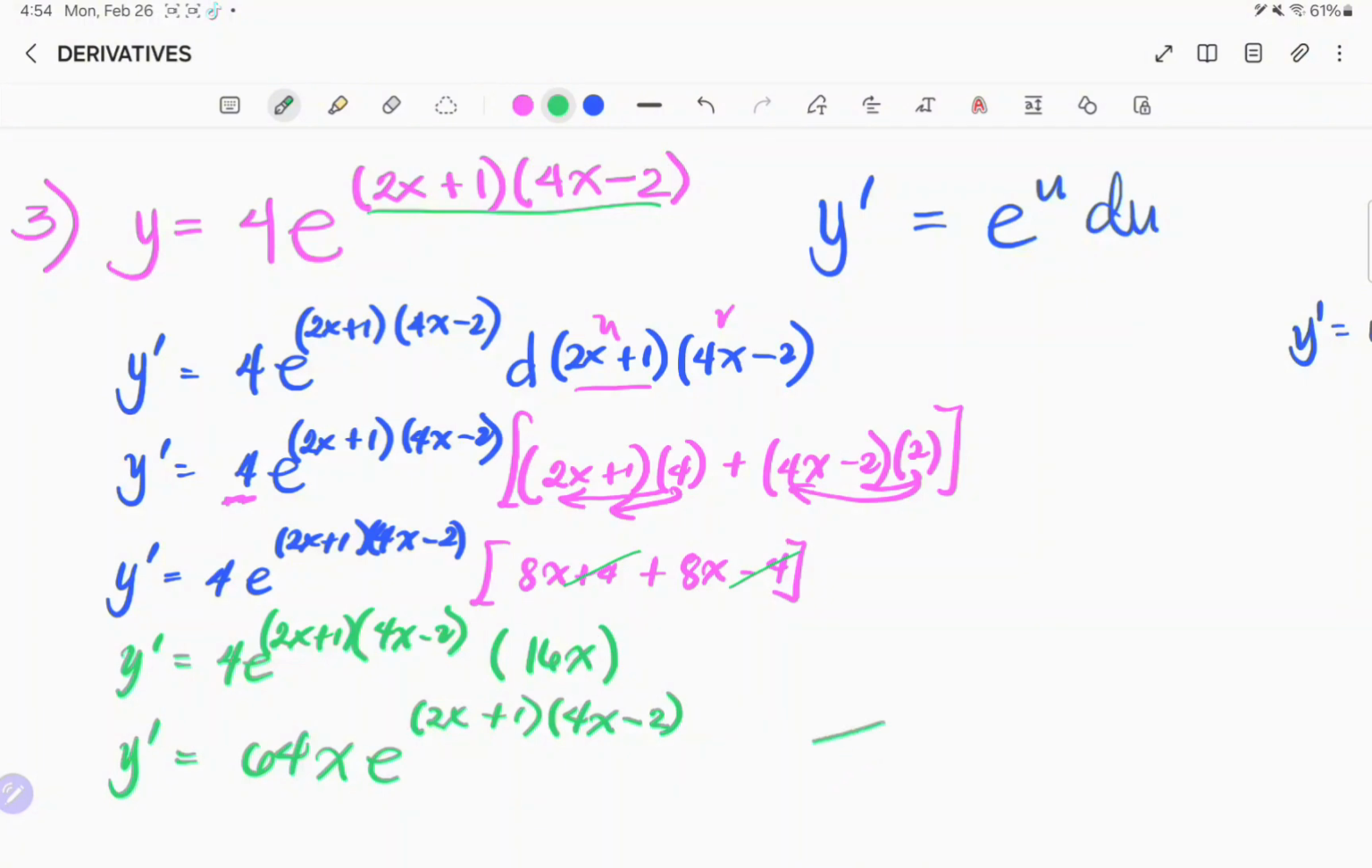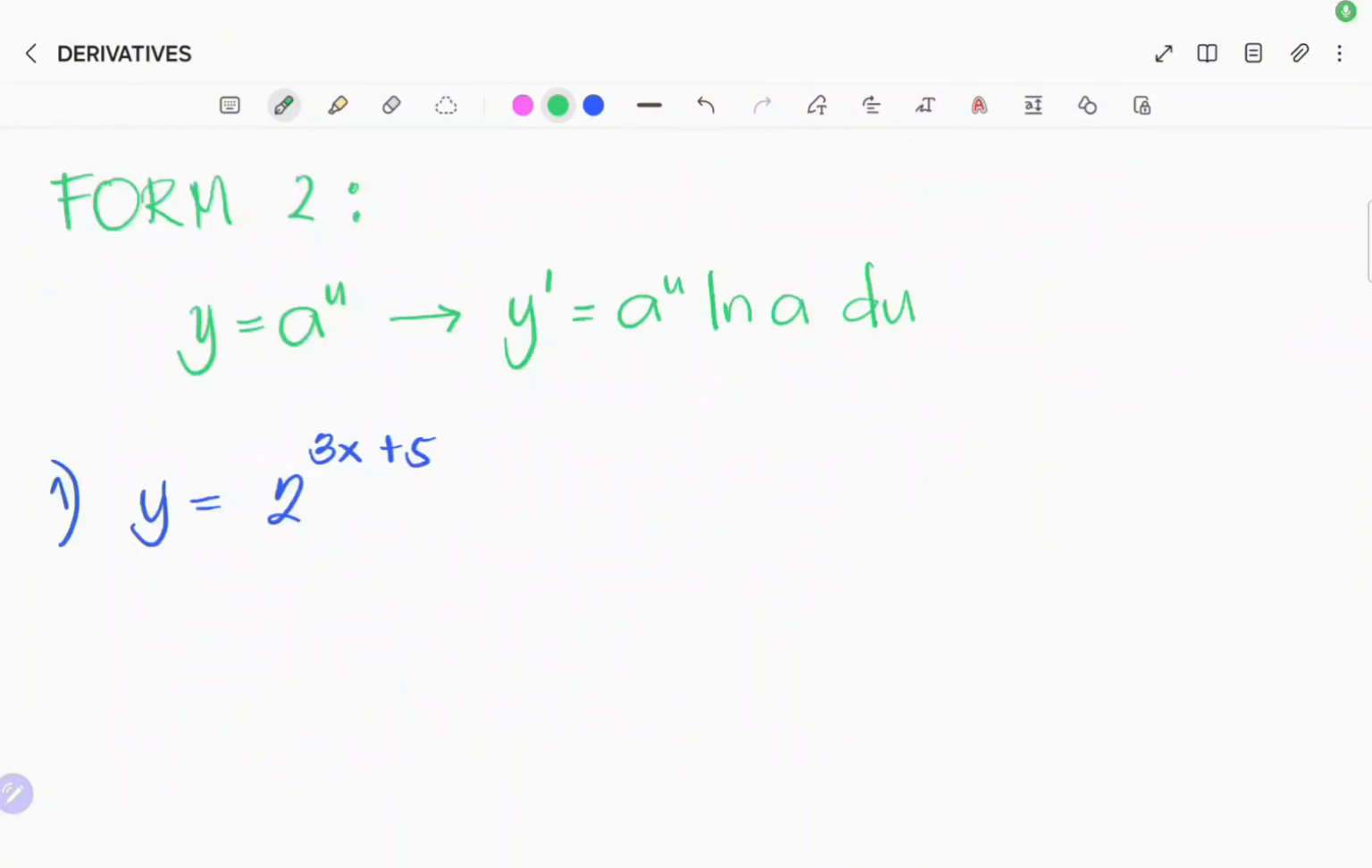So this is now the derivative of our function. Now let's take a look at the derivative of the second form of this exponential function. We have the given function that is equal to a raised to a function u. So its derivative is equal to the given function, to be multiplied by ln a, which is also the given base, and to be multiplied by the derivative of u.